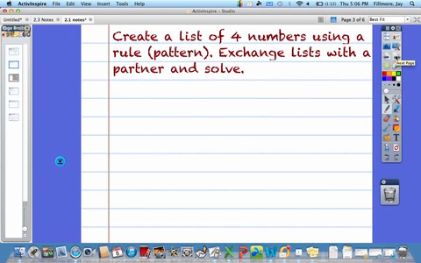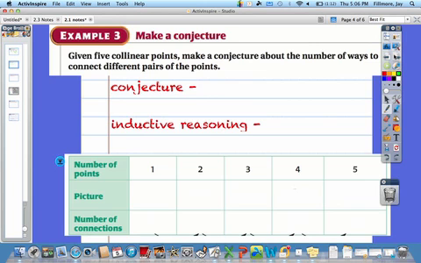And this is what we did in class. We exchanged problems, so let's move on from that. Example 3, making what's called a conjecture. So let's read the directions, and then we'll go over a couple definitions.